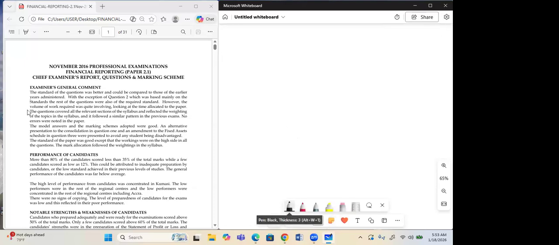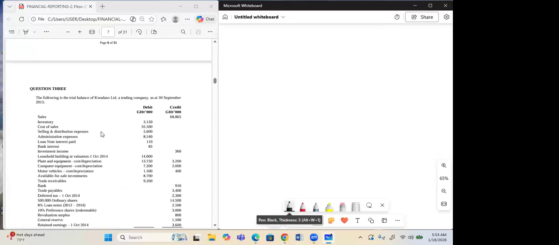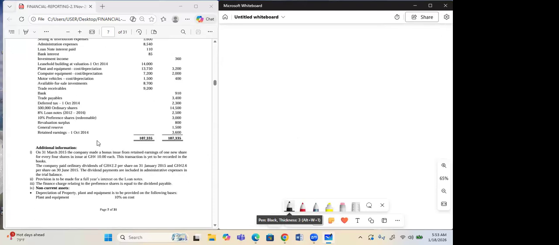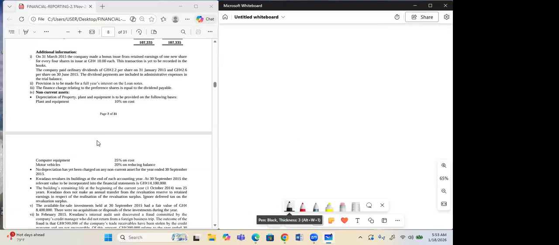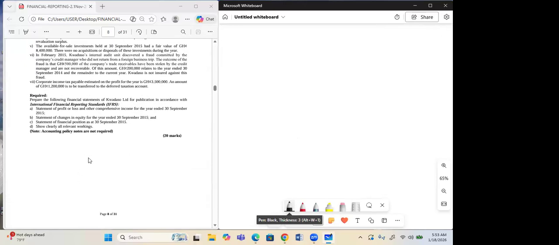Okay, so November 2016. Yes, let's go, question 3. The following is a trial balance of Kwadaso Limited, a trading company, as at 30th September 2015. Required: you should prepare the following statements for publication in accordance with International Financial Reporting Standards: a statement of profit or loss and other comprehensive income, a statement of changes in equity, and a statement of financial position, showing clearly all workings. No accounting policies is required.